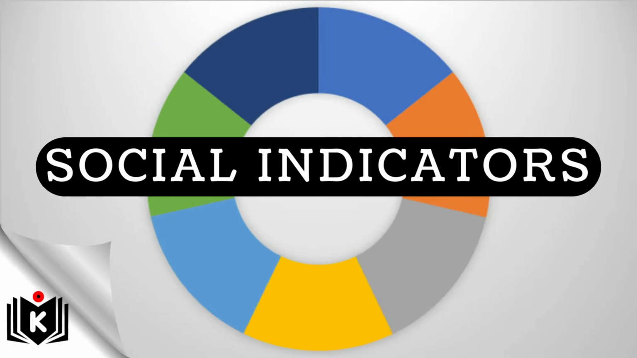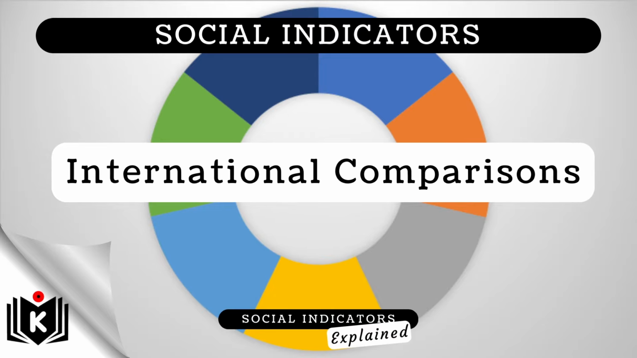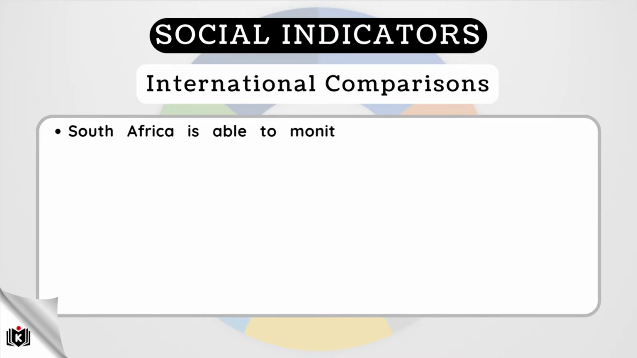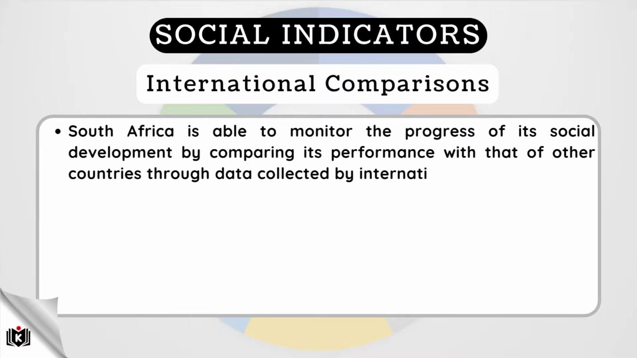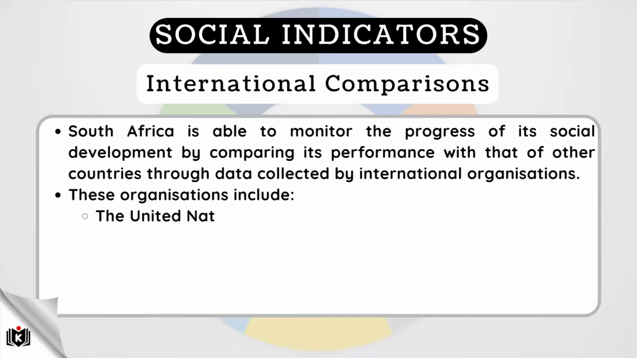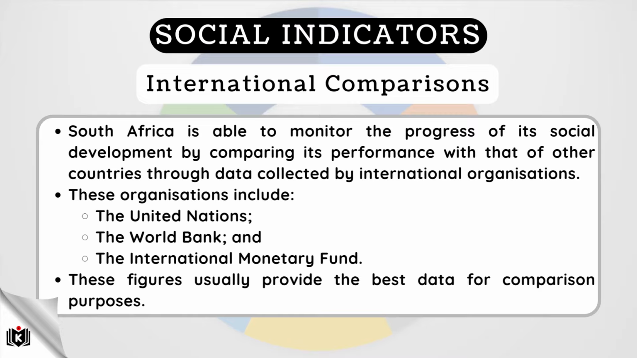In order to track the performance of a country's social indicators, it is valuable to compare them to international standards. South Africa is able to monitor the progress of its social development by comparing its performance with that of other countries through data collected by international organizations. These organizations include the United Nations, the World Bank, and the International Monetary Fund. These figures usually provide the best data for comparison purposes.